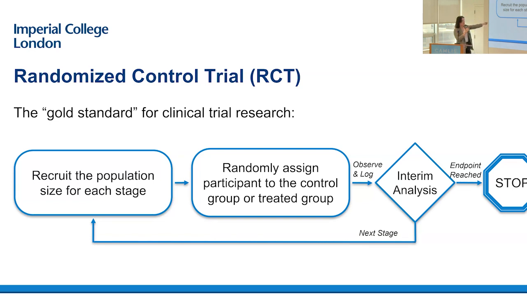So you start by recruiting some population, some number, which I say pull out of a hat now, but we'll go through the statistics in a second. You then randomly assign, hence the randomized control trial, them to either the control group or the treated group. You then observe and log some information for some amount of time. And then you go through your interim analysis, which tells you whether or not you progress to the next stage or you've reached some kind of endpoint and you stop the trial. Hopefully this makes sense.